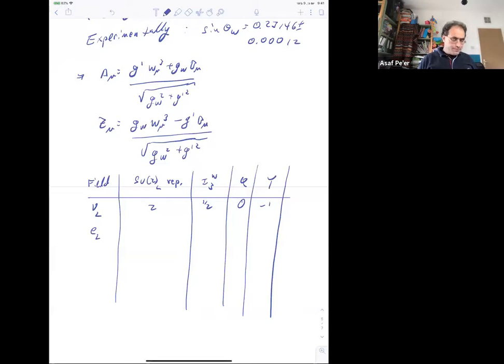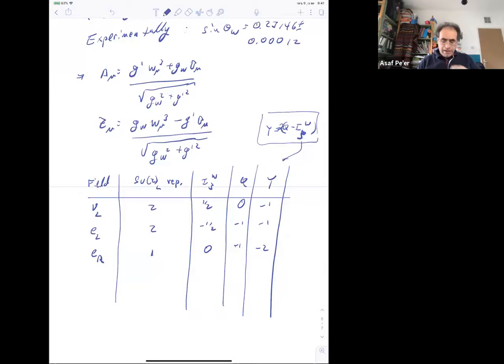For the left-handed electron, it is within the SU2 representation, so it's two. The I3 is minus 1/2. It's in the lower part of the doublet. Charge is of course minus one, and so Y is minus one as well, which we got from Y equal to twice Q minus I3. For the right-handed electron, I'm just skipping the right-handed neutrinos because we don't need them in the framework of the standard model. They are not part of the representation, so they're a singlet of SU2. And because they're a singlet, they are not interacting with the weak isospin. So I3 is zero. Charge, of course, is minus one, and the Y is minus two.